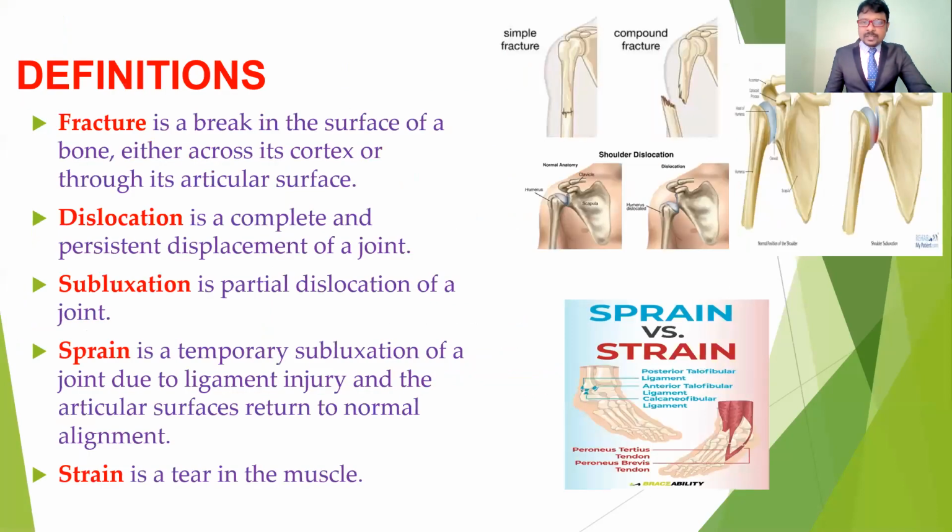In the first topic, we will cover the definition of fracture and also dislocations. According to the definition, a fracture is a break in the surface of the bone, either across its cortex or at the articular surface. So if there is any damage or breakdown in the surface of the bone, it is called a fracture.